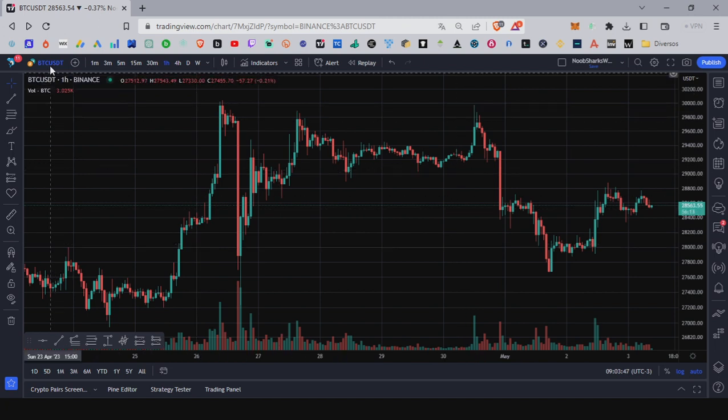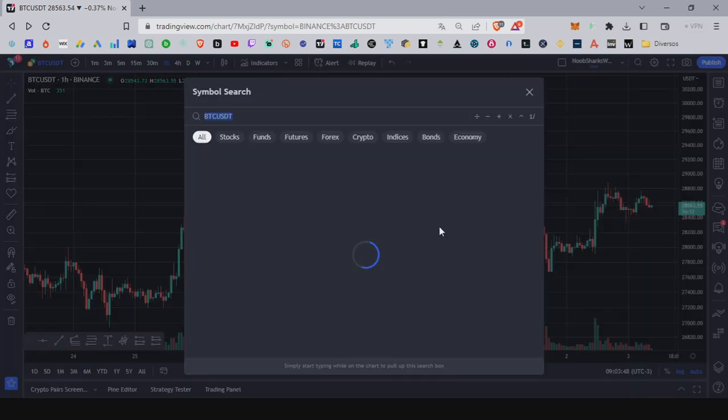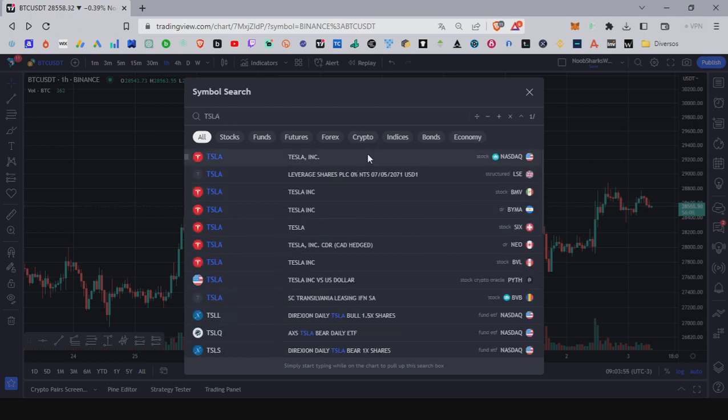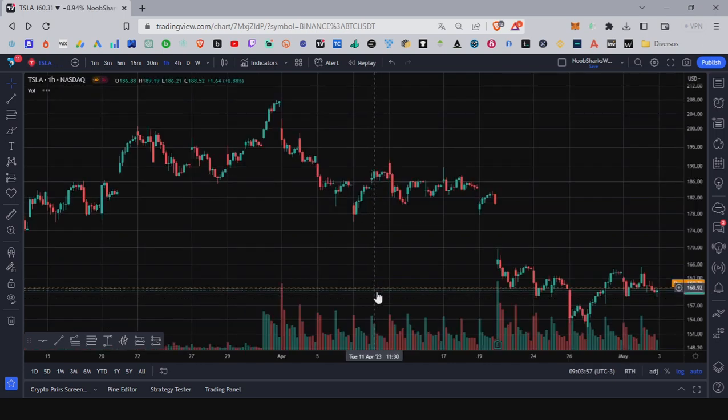Okay, let's start with the stock market. Let's get, for example, Tesla. When you see the volume down here, what we see is really shares changing from hand to hand.